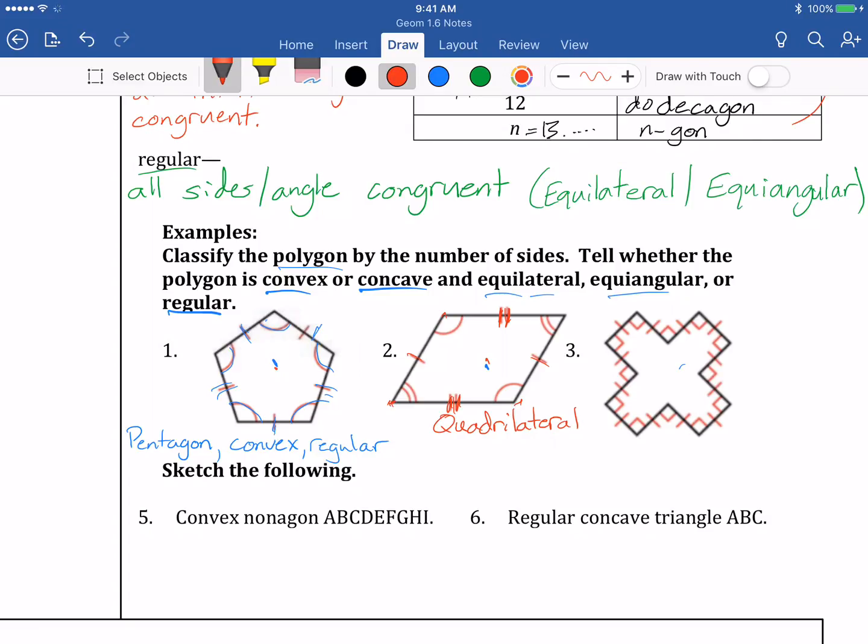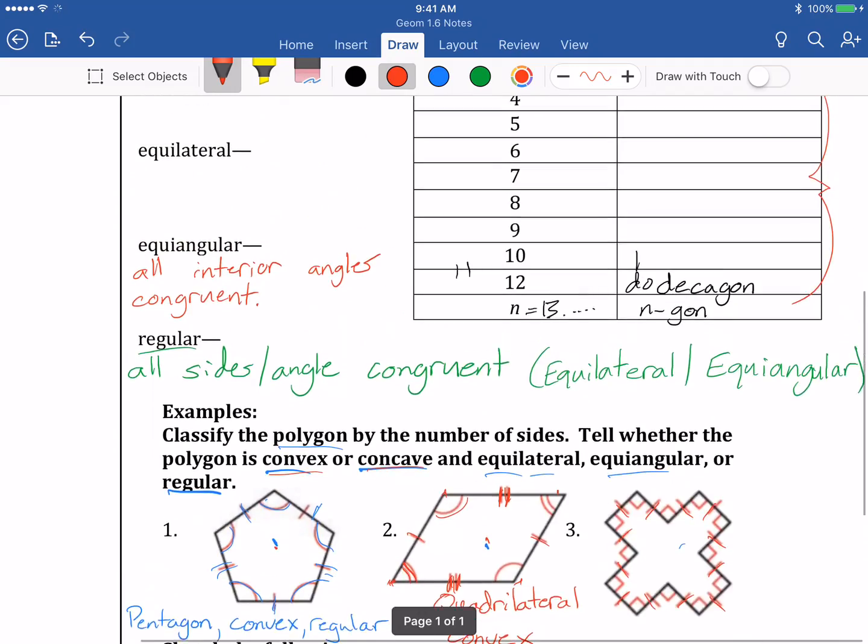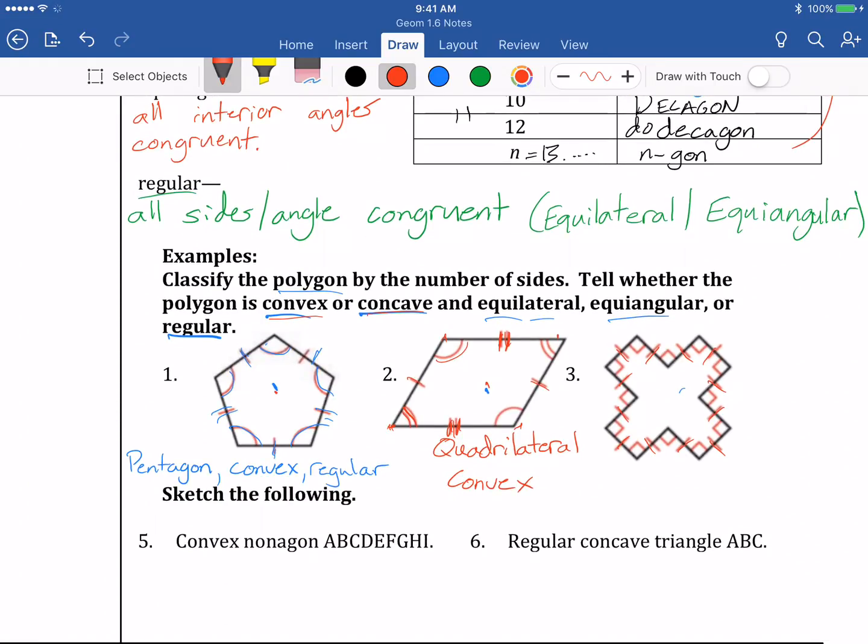Is it equiangular? No, this guy's got 2, this guy's got 1, so that means those are different. So it is none of those guys. So it is just a quadrilateral. Then I forgot here, is it convex or is it concave? There's no caves in this guy, so it is convex. Awesome. So now going on here, we have the last one. If I look here, I have 1, 2, 3, 4, 5, 6, 7, 8, 9, 10, 11, 12 sides. So a 12-sided figure, if I look up here, is a dodecagon.